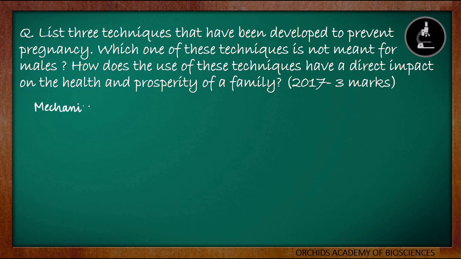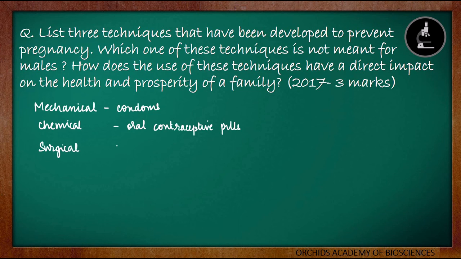Mechanical we can mention, which include the condoms. We can mention the chemical methods, which use the oral contraceptive pills. And then we can mention about the surgical methods. In surgical methods, we can talk about vasectomy and tubectomy. So these are the 3 methods we can mention.